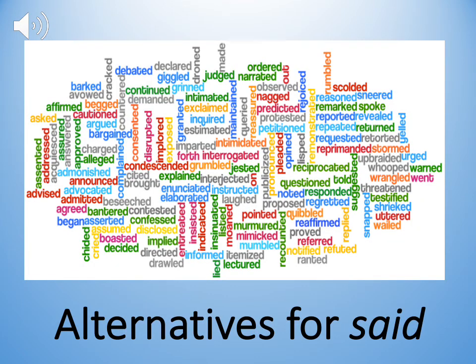Now, here are some alternatives for using the word said, okay? So I want you to have a look at these words. Instead of saying said Mr. Soul or said the principal, you can say decided the principal or advised Mr. Soul. There's lots of other words to use instead of said.